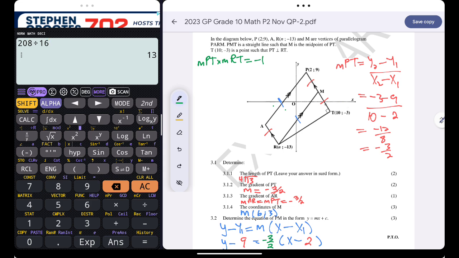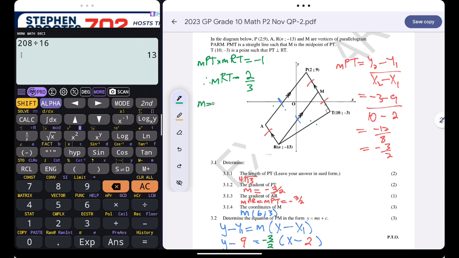This simply means that, guys, if I know the gradient of line PT, for me to find the gradient of line RT, I must just flip the gradient of line PT and change its sign. So therefore I can conclude that the gradient of line RT is just a positive 2 over 3. So I now know the gradient of line RT. I only want to find the x value of R.